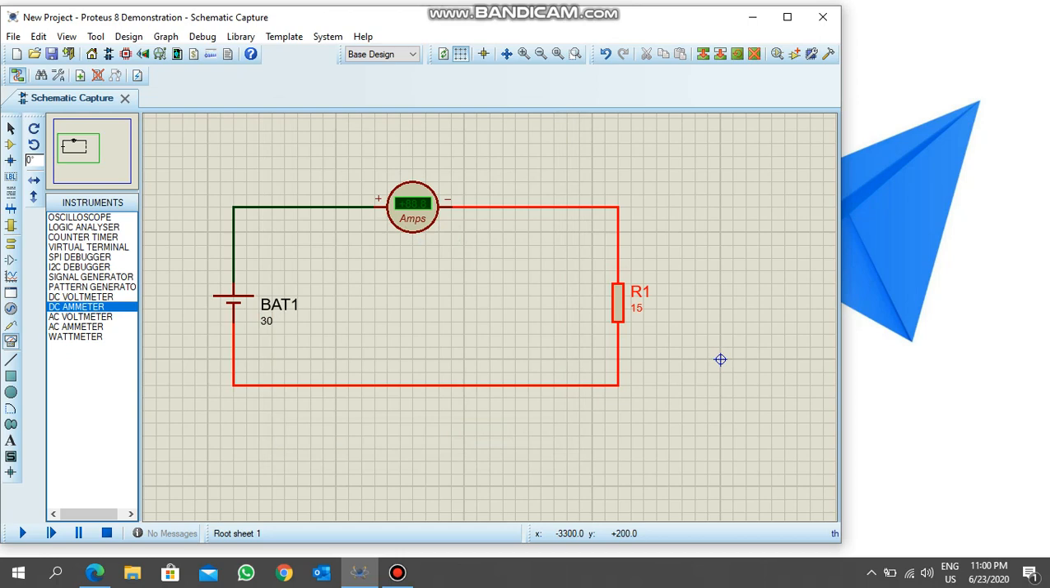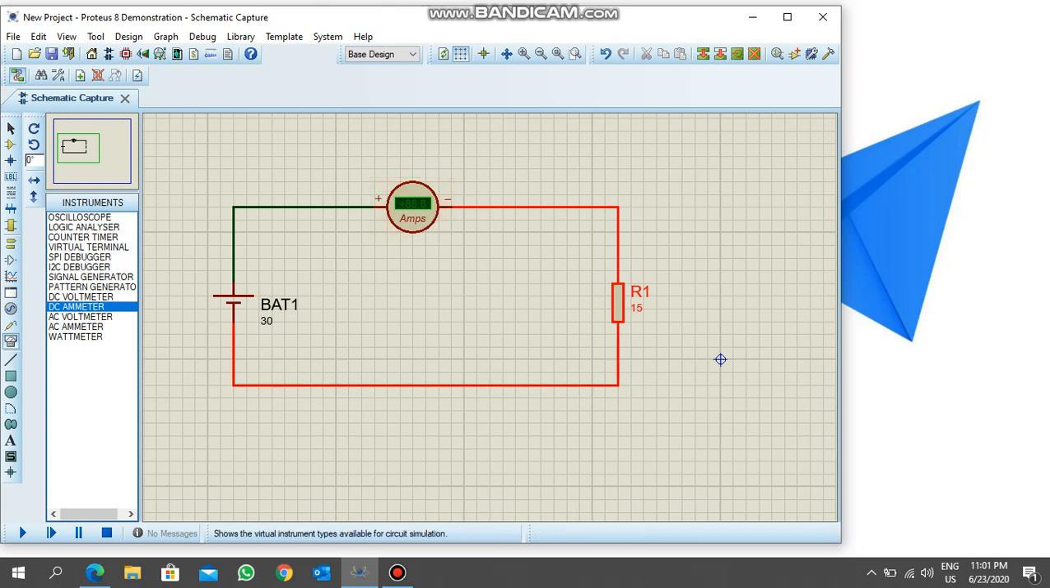So we have to find the ampere current. According to Ohm's law, what's the formula? V is equal to IR. So I is equal to V over R. So V is 30 and R is 15. So what should be our current? It should be 2 ampere.